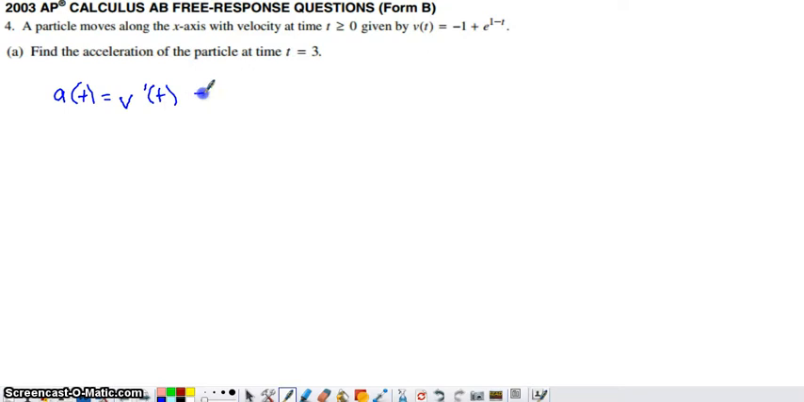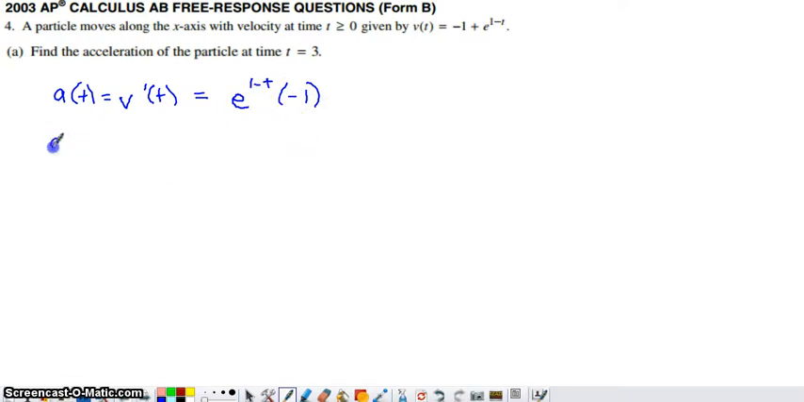And to find v prime of t, the derivative of this -1 is 0, and then the derivative of e to the 1 minus t is going to require a little chain rule. So we'll do the derivative of the outer function, but we're not going to leave a t in the exponent. We're going to leave the inner function there. And then we're going to multiply by the derivative of the exponent. And the derivative of 1 minus t is -1.